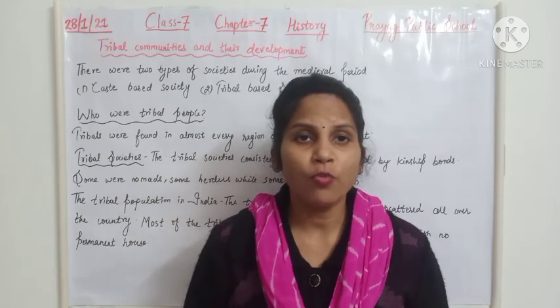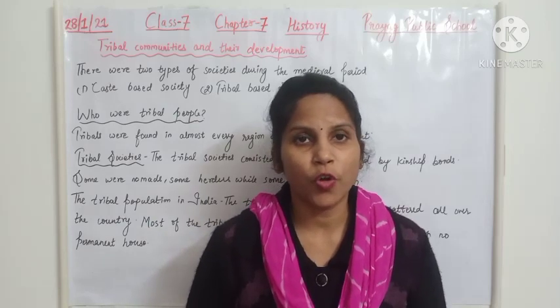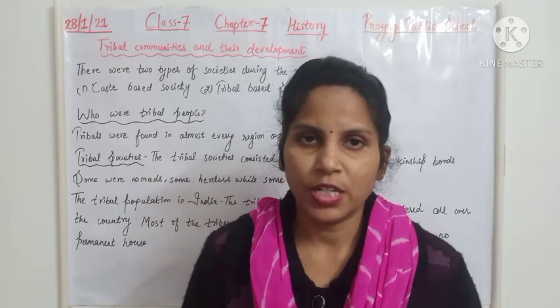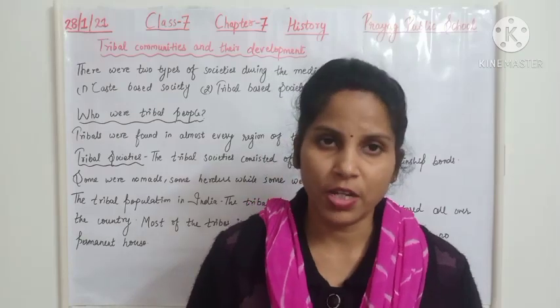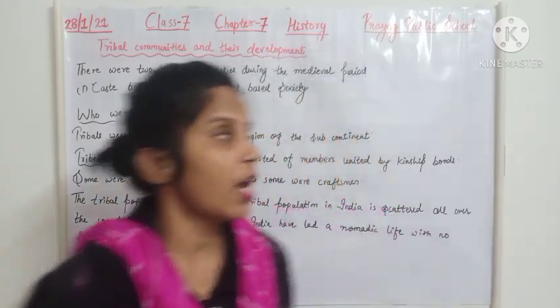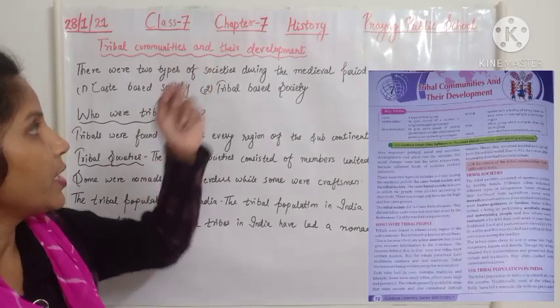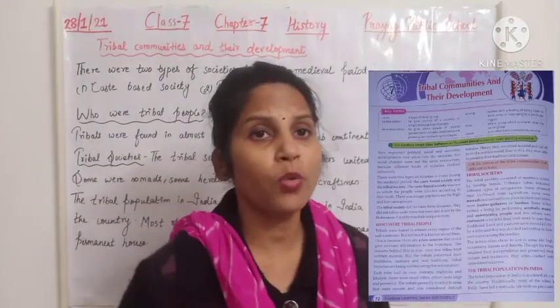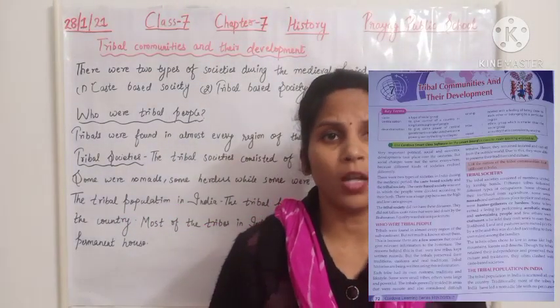Okay children, now we will proceed to the next chapter of our term 2 examination, that is chapter number 7 of history, and the name of the chapter is tribal communities and their development. So here we are going to study about the tribal communities.